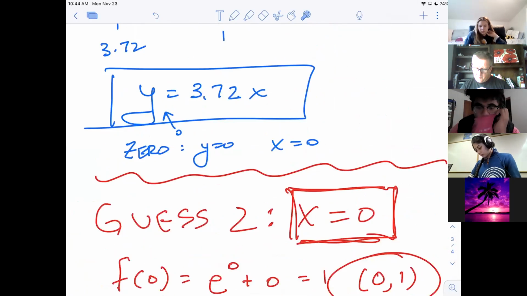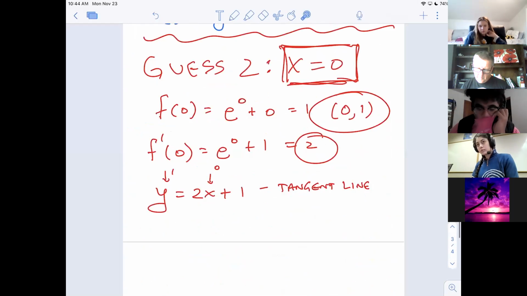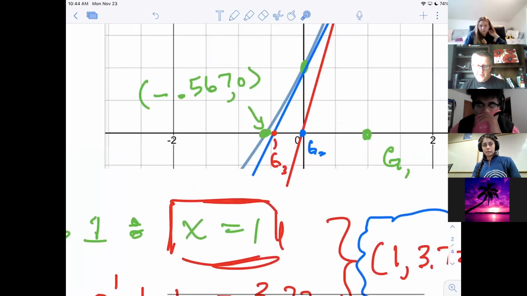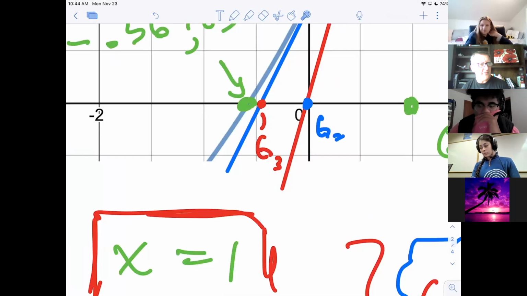Let's think, let's reason, let's make sure. What good is that tangent line? What am I doing with it? How do I get that guess 3? What do I do algebraically to get guess 3 there? Don't you plug in y equals 0?